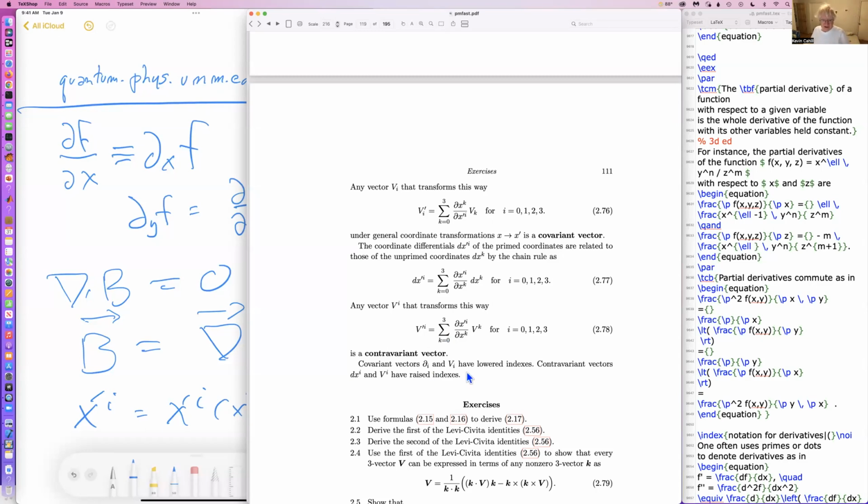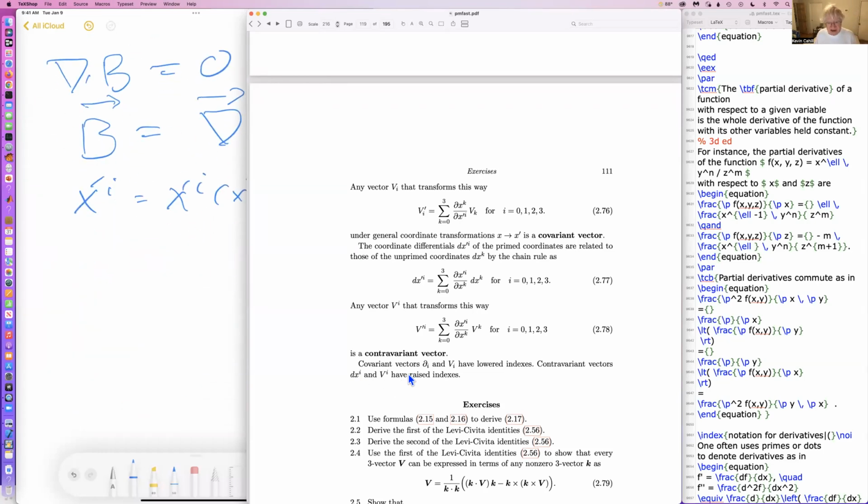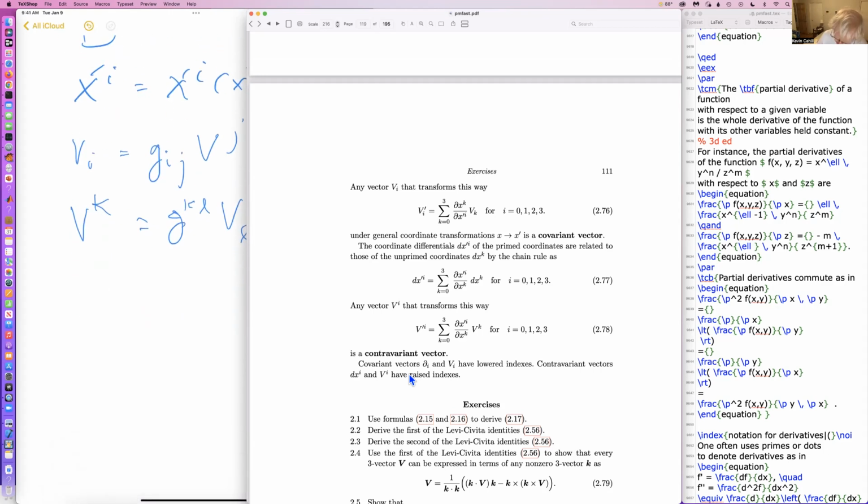Normally, we write covariant vectors with lower indices and contravariant vectors with raised indices, but one can always raise and lower indices. And the way you raise and lower indices in general relativity is that you say that V_i, for example, is g_ij V^j, and say V^k is g^kl V_l, where g here is the space-time metric. In general relativity, g_ij is a 4x4 matrix, or 16 components, since there are 4 i's and 4 j's and so forth.